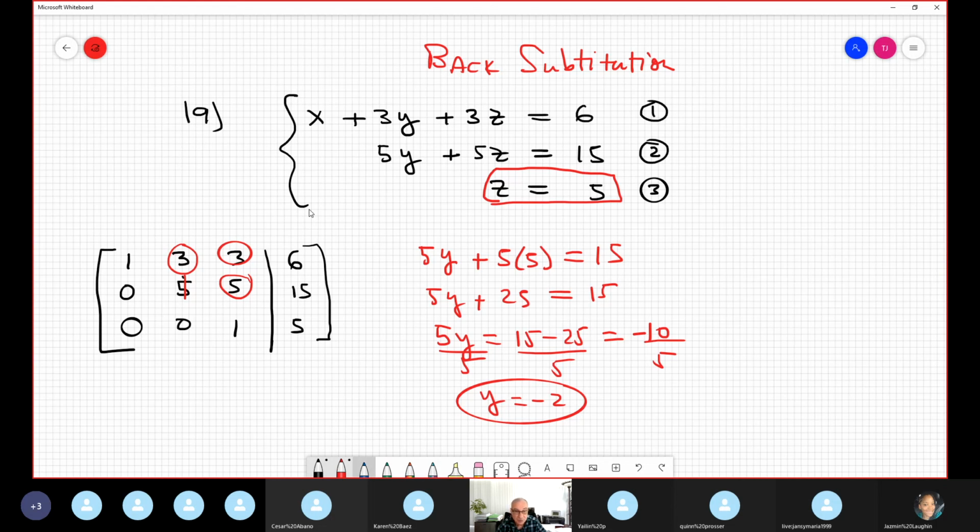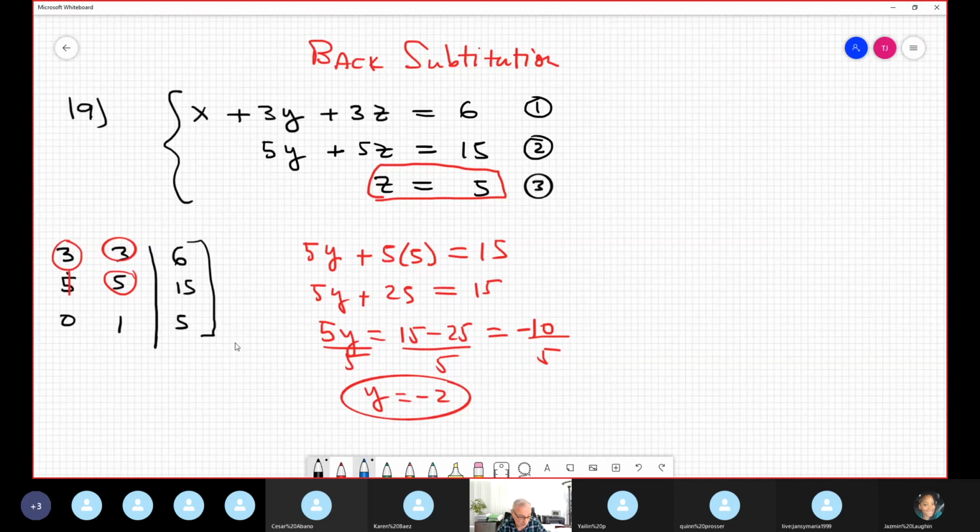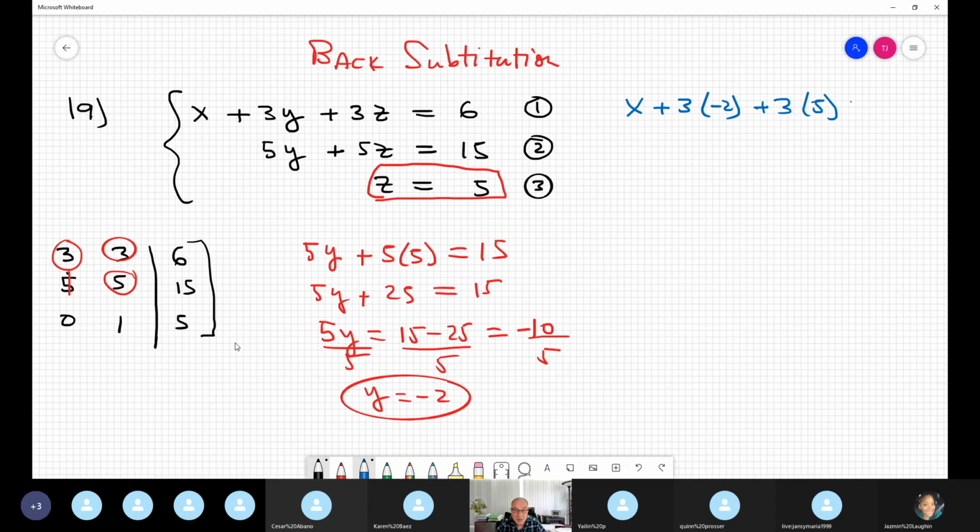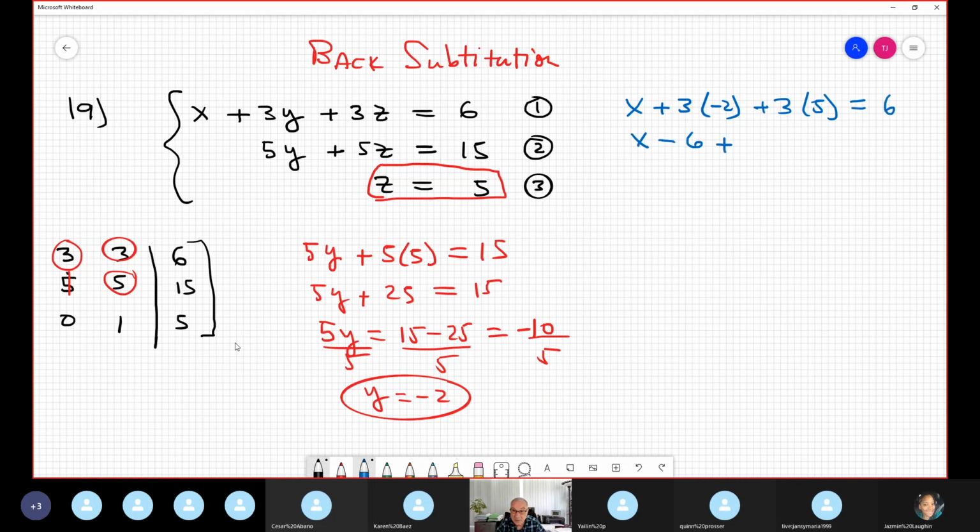And with the negative 2 in my hand, the y value, and z equals 5 in my hand, a substitution in the first equation. And the first equation is x plus 3 times y, which is negative 2, be careful with the sign, plus 3 times z, which is 5, is equal to 6. Okay, this is negative 6, this is 15, this is 6. All right, let me see, something wrong here, 2 times 5.